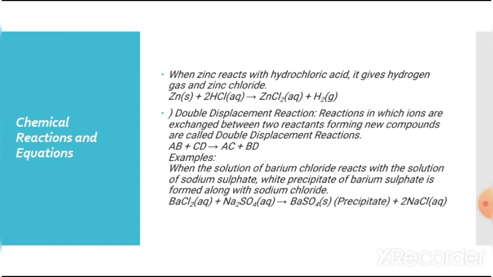Now fourth, double displacement reaction. A reaction in which ions are exchanged between two reactants forming new compounds is called a double displacement reaction. The general equation is as follows: AB plus CD gives AC plus BD. Example: when the solution of barium chloride reacts with the solution of sodium sulfate, a white precipitate of barium sulfate is formed along with sodium chloride.